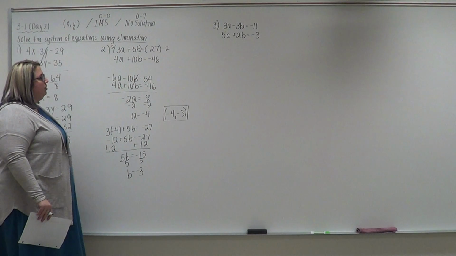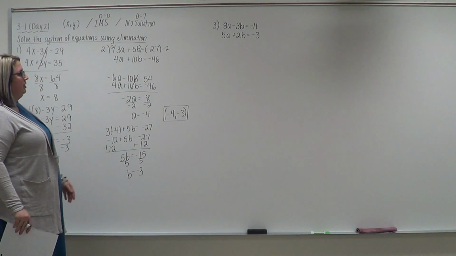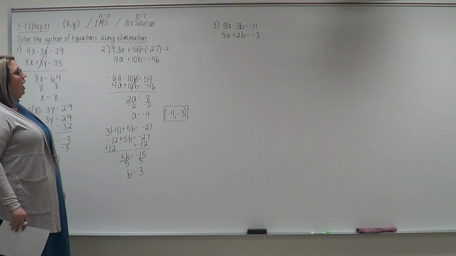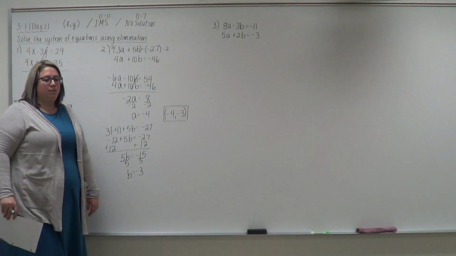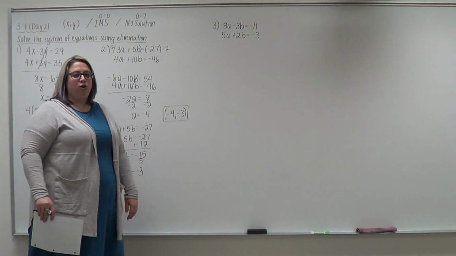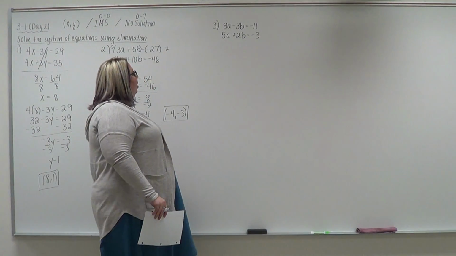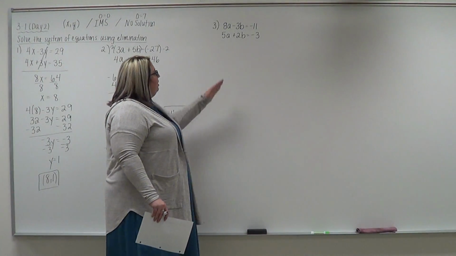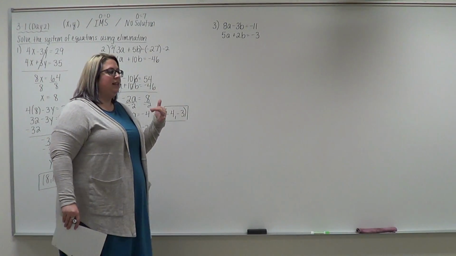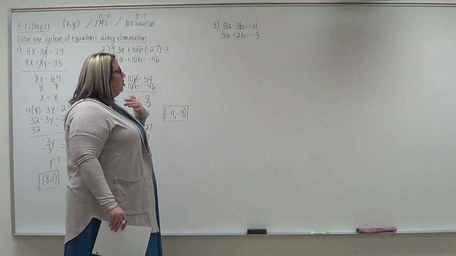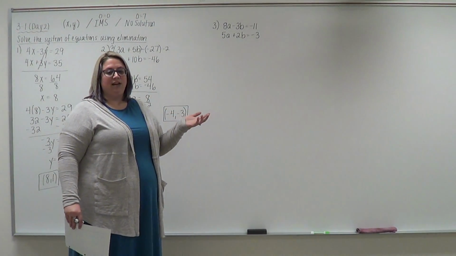Okay, so if I look at number 3, I can't multiply something to get like 8 or 5 or to get 3 and 2. So I'm going to have to multiply both equations by something. First thing you want to do is figure out what variable you want to eliminate. Well, I'm going to eliminate the b's. Okay? So if I think of 3 and 2, the smallest thing they have in common as a multiple would be 6.